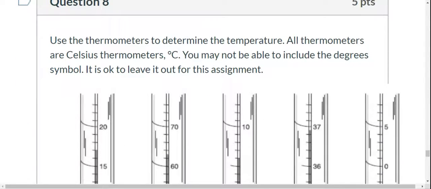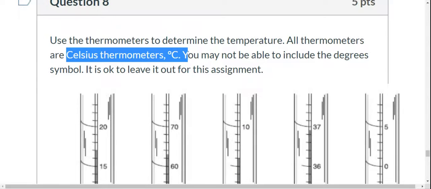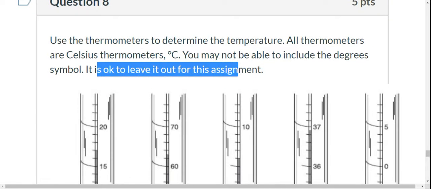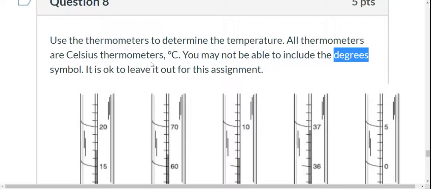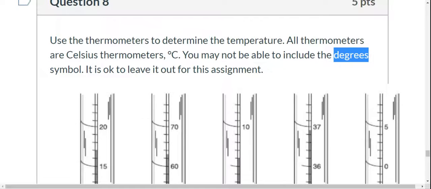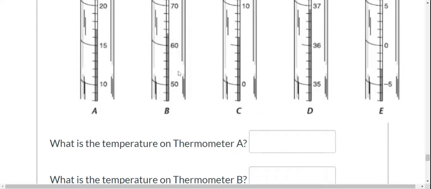So now we're going to look at some thermometers to determine temperatures. And remember, all temperatures are Celsius. And I also said you may not be able to include the degrees symbol, and so it's okay if you leave out the degrees symbol. So if you just put a capital C, just so I know that you're putting the units, since I don't know if you guys know how to put in a degree symbol.